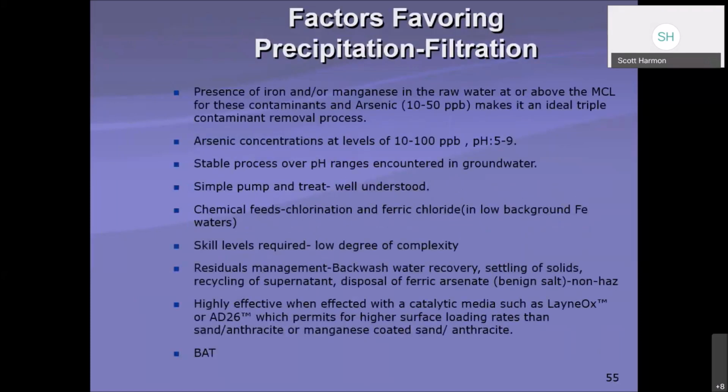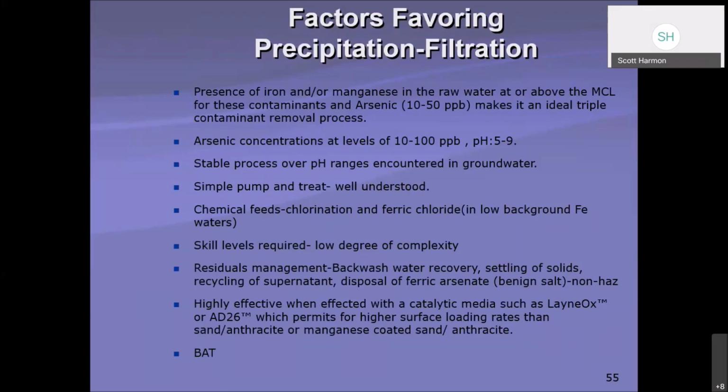Here are some good things, factors in favor of choosing this type of precipitation filtration treatment. The presence of iron and manganese in raw water at or above the MCL for those contaminants makes an ideal triple contaminant removal process. So if you have iron and arsenic, or iron and manganese and arsenic, it's kind of a win-win-win because it can all be removed in a very similar format.